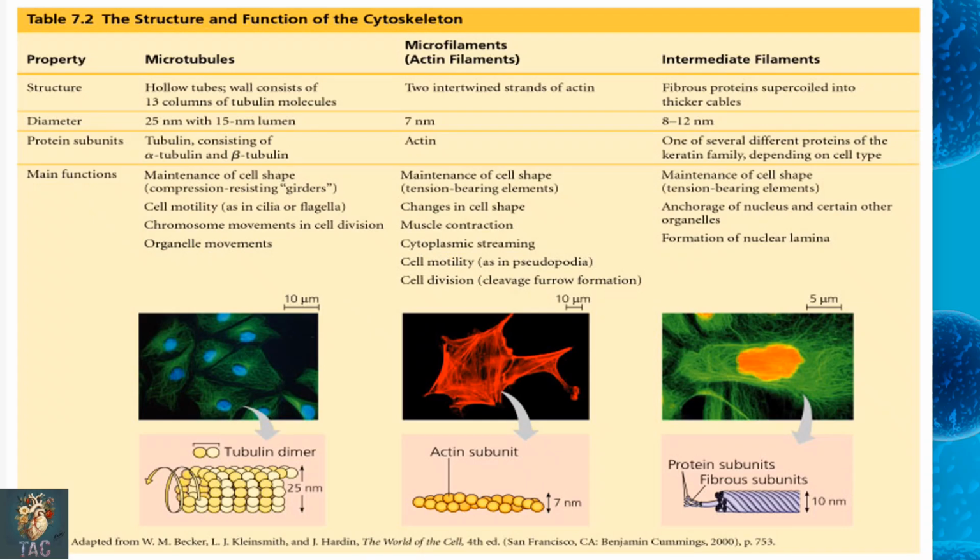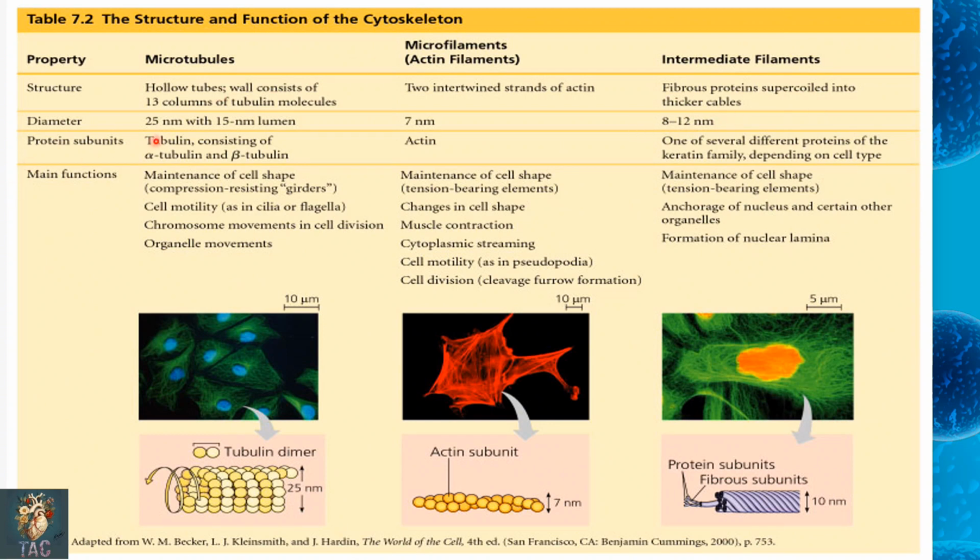So here you can see the differences between the three different types of structures forming the cytoskeleton: first microtubules, then the microfilaments and intermediate filaments. So regarding structure, the microtubules are hollow tubes. The wall consists of 13 columns of tubulin molecules. Here you can see the microfilaments, two intertwined strands of actin filaments. Intermediate filaments are fibrous proteins supercoiled into thicker cables.